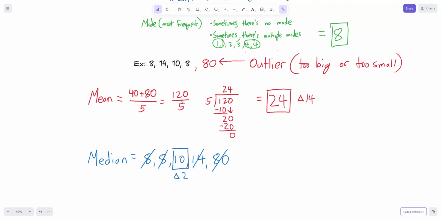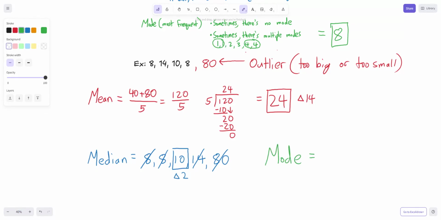Lastly, we have the mode. From these 5 numbers, the mode, the number that appears more than the others, is still 8. 8 appears twice. So the mode didn't change. Except generally we just don't use the mode. We use either mean or median.